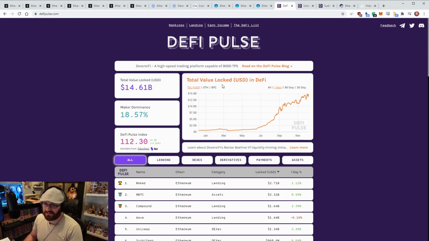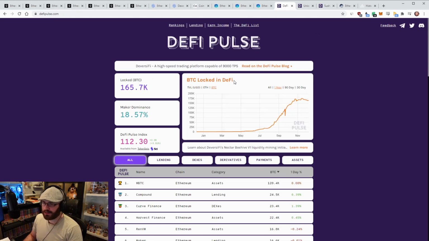But yeah, good to see DeFi kind of chugging along here. Unfortunately this isn't too accurate because it basically counts WBTC locked in DeFi, and not all of this WBTC is in DeFi, right? It's in people's wallets and things like that. So a bit inaccurate there, but I do think that's going to be rectified soon. I think the DeFi Pulse team is on top of that.